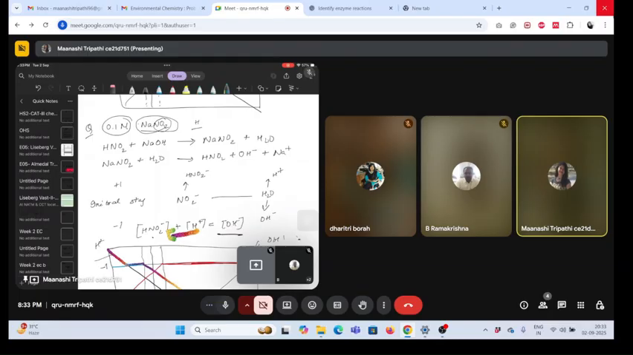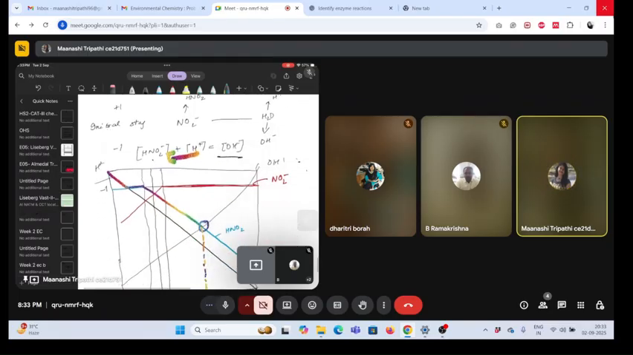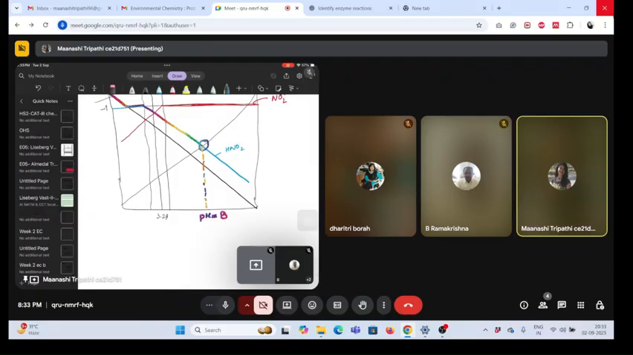So 0.1 molar NaNO2 is having pH 8. So this is how we solve such kinds of equations.